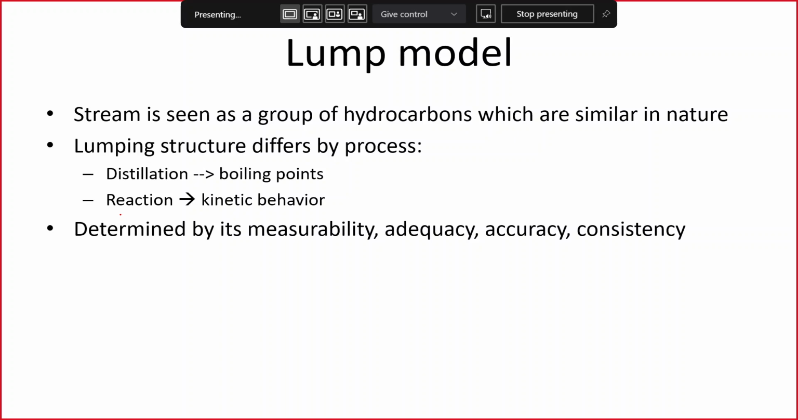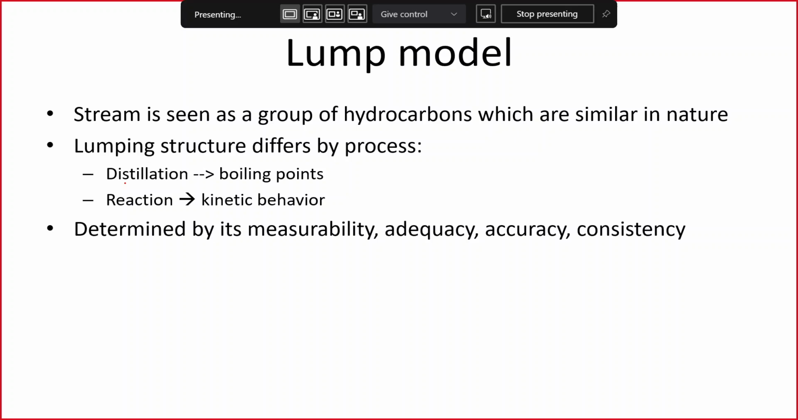So that's the first approach, and the second one is by distillation, for example, when we separate by distillation and boiling point. Within a certain range, we have the naphtha fractions, the diesel fractions, the heavy fractions. That's how they approach this with the lumping model. And then it depends on what we want to measure, how adequate the measurements are, and so on and so forth.